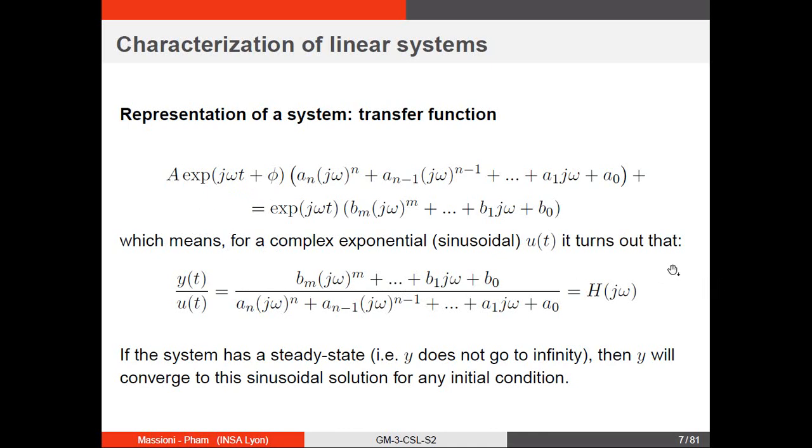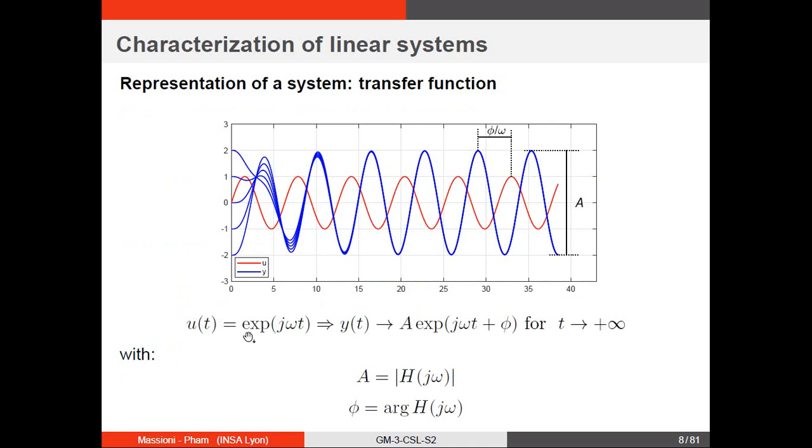Okay, and if the system has a steady state, in general we can think that for any initial condition you give a sinusoidal u input, then y will converge to this sinusoidal solution, as you can see in this picture here. So u is the red wave. You input u to a system, a stable system in this case. We'll know better what it means later on, but let's just take it as it is for now.